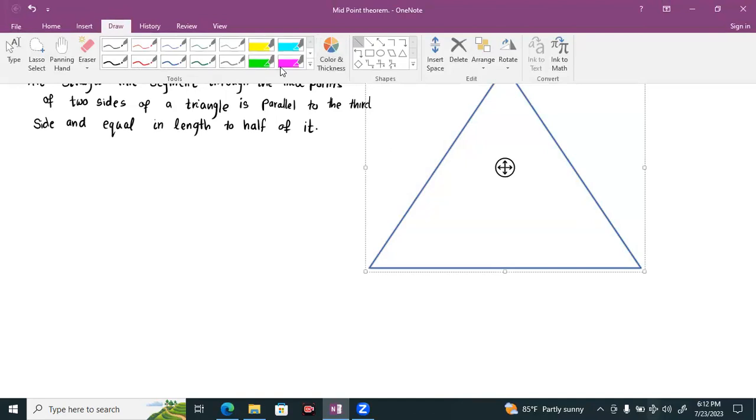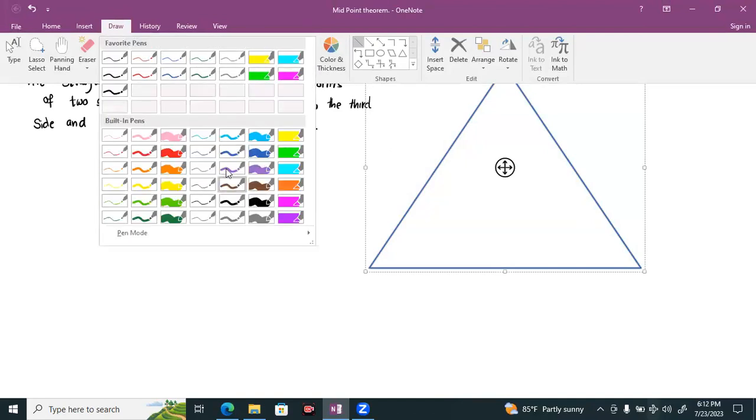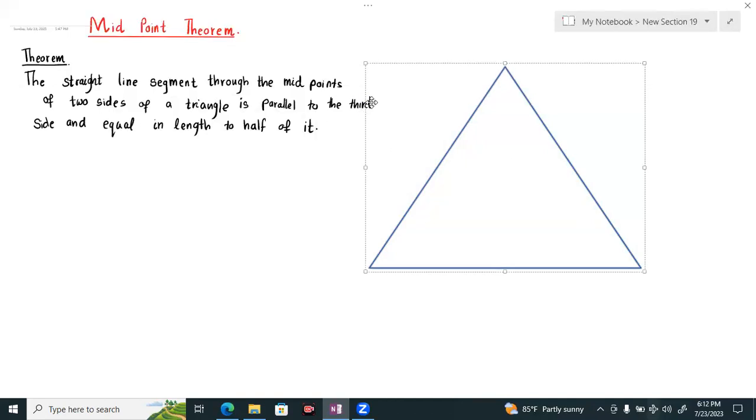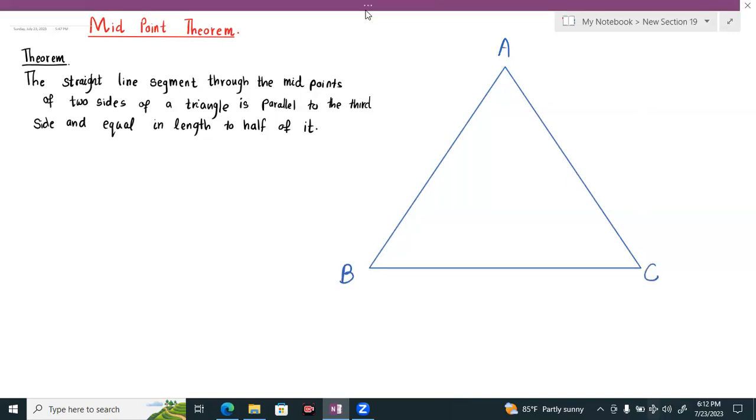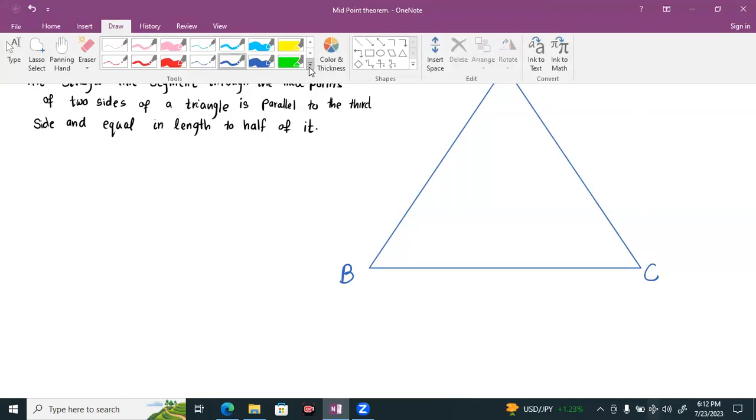Now here it says, the midpoints of the line segment which joins the midpoints of two sides of a triangle. Okay, then all remember how we identify whether it is a midpoint of a particular line segment.